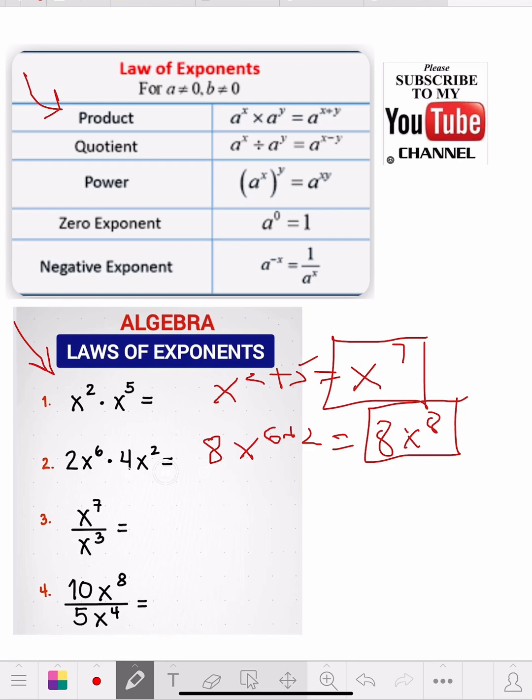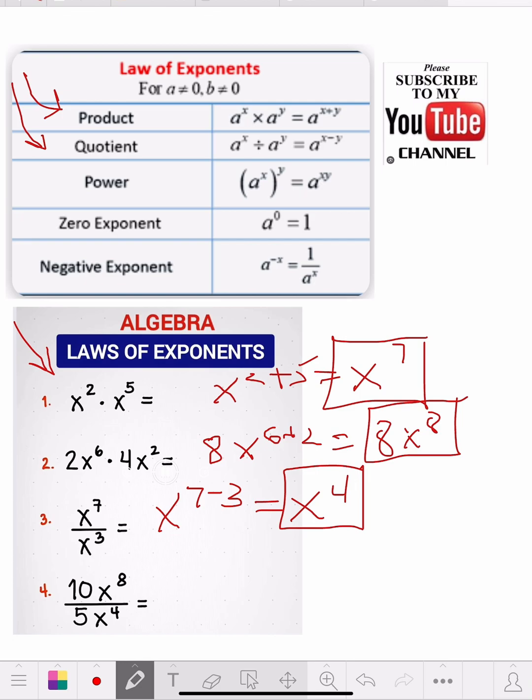We got x to the 7th divided by x to the 3rd. Okay, that's the quotient one, right down here. Okay, so how do we do that? It shows in the example over here, you minus now. Okay, so you wind up with x to the 7th minus 3 equals x to the 4th. And that's the answer. Okay, hey, let's go through the next one.